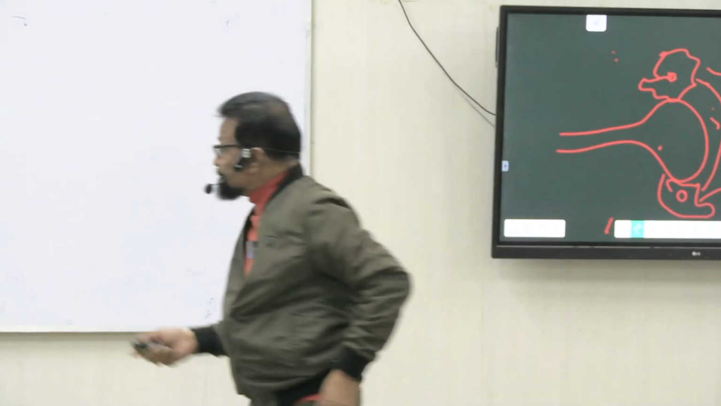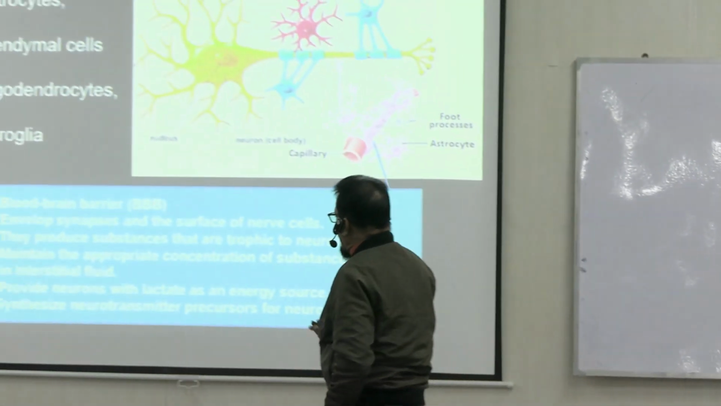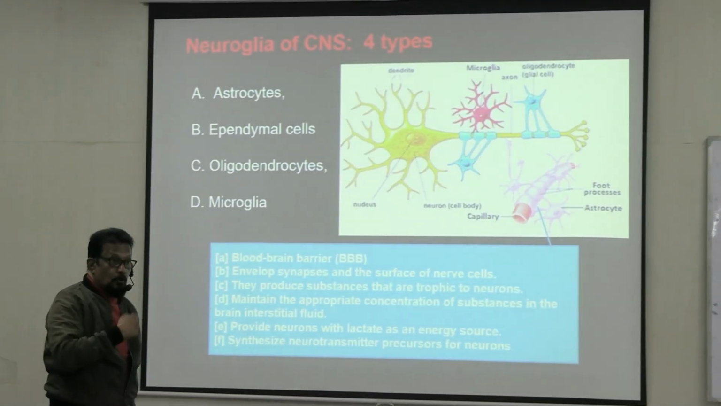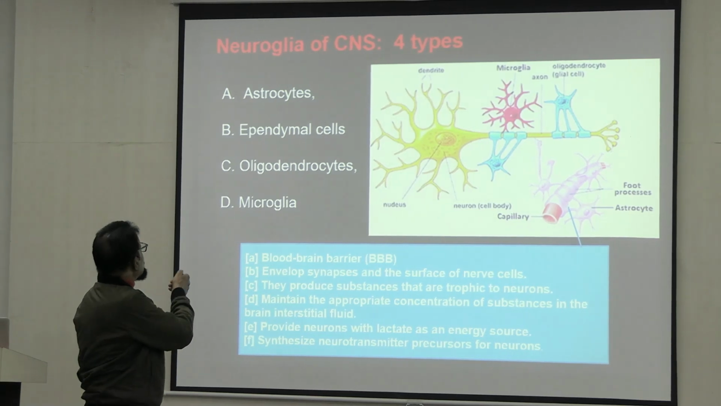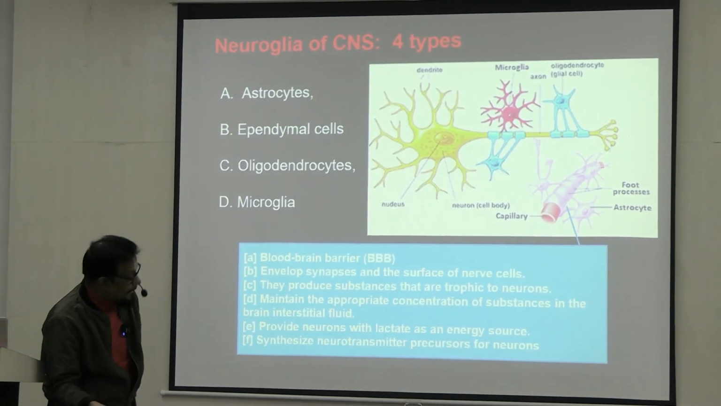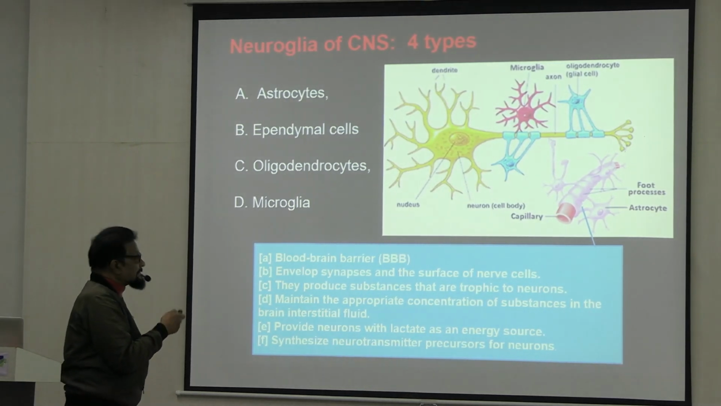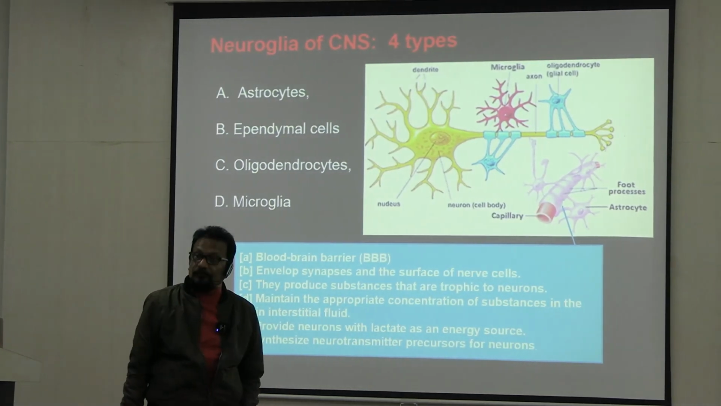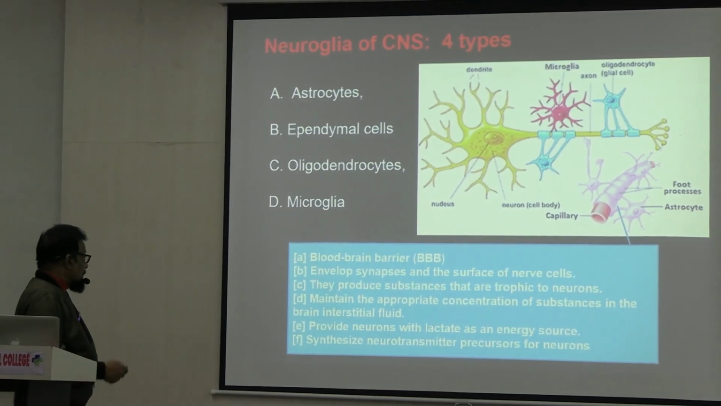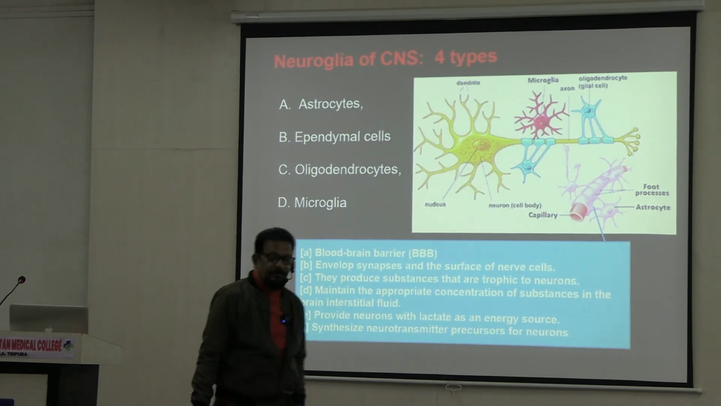So these glial cells can provide lactic acid to the neurons from the metabolism of the neuroglia, so that these cells can derive their energy from the lactic acid. That is another function of the neuroglia. And they synthesize neurotransmitter precursor for neurons.